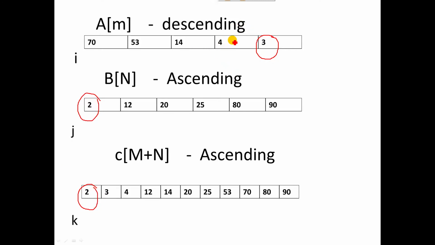Similarly, you will take the second element, from the back you will go. So you will take the second last element and compare it with the second element of second array. So whichever is smaller will be stored onto the third array. This is the logic of the program.